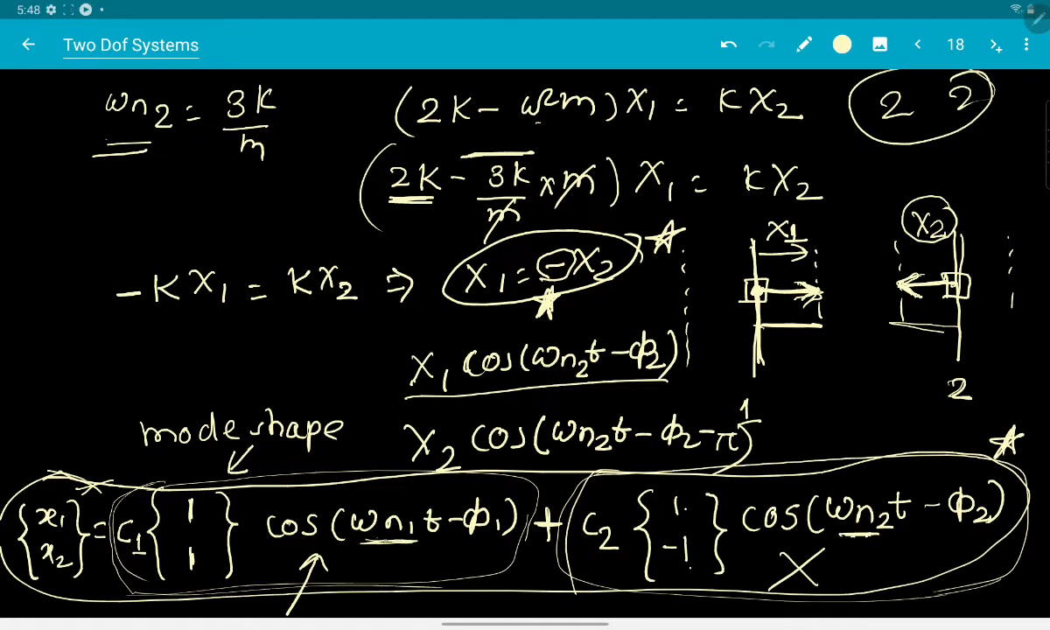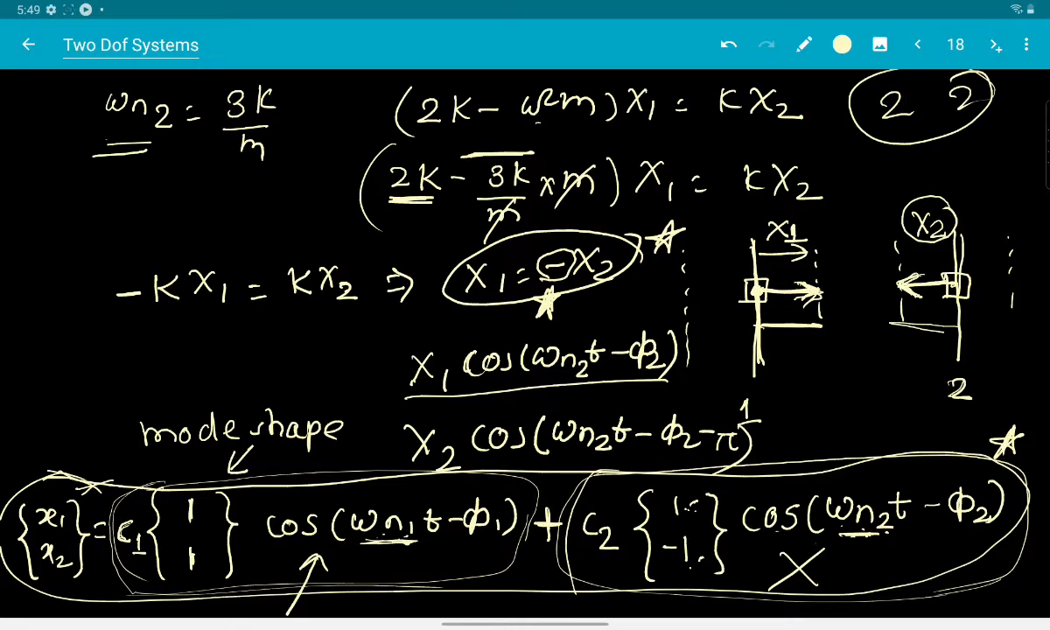This is vibrating with omega n1. So both these masses are vibrating with omega n1, whereas both masses in this other case are vibrating with omega n2. This is the ratio of their amplitudes, 1 minus 1, and here you have 1 1. It tells you only the relationship between amplitudes. In order to know the total displacement, you need to have the c1. So this is the final solution that we have obtained. Now you can input your initial conditions to find out all unknowns.